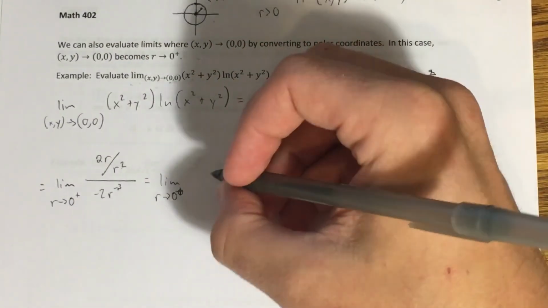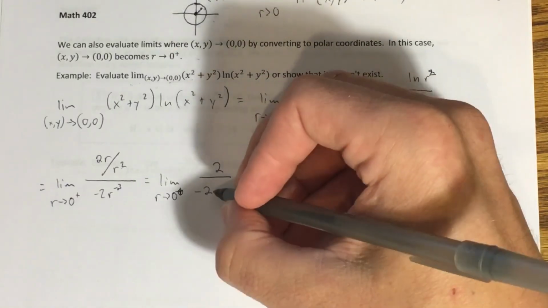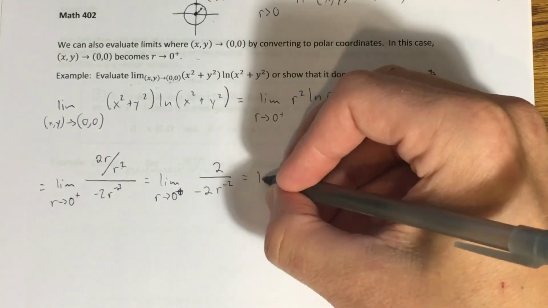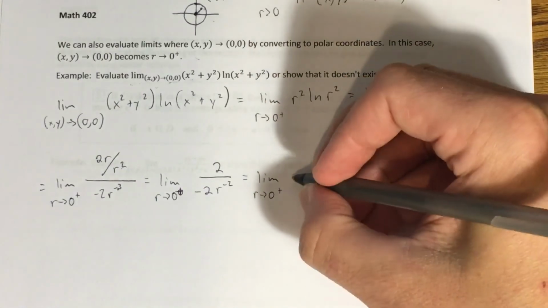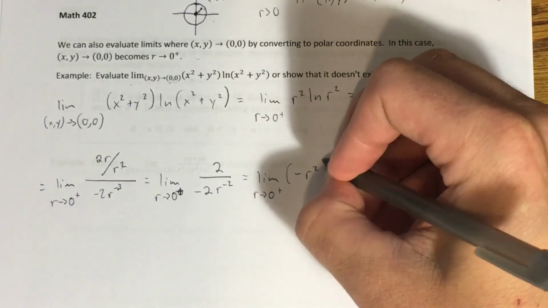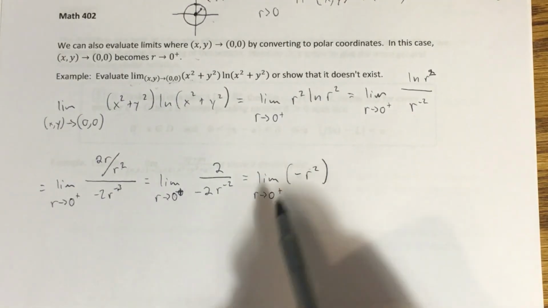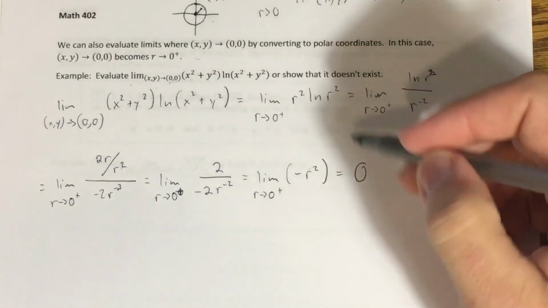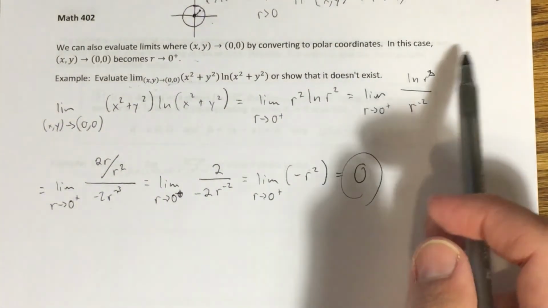Let's bring that r down here. This becomes 2 over negative 2r to the negative second power, which is the same thing as the limit as r approaches 0 from the positive side of negative r squared after simplifying. And this is just a polynomial. I can make a substitution. This approaches 0.